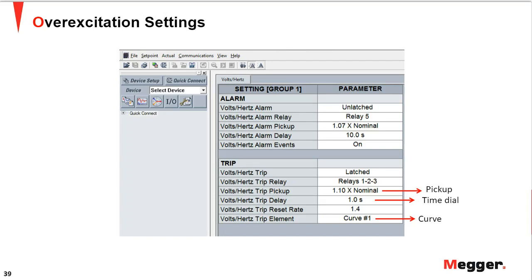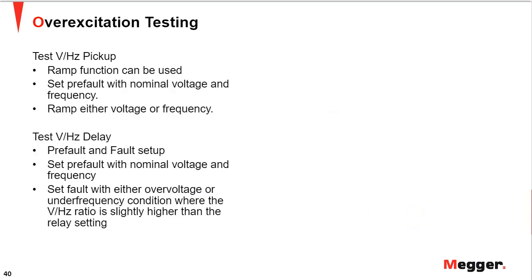You see the setting is 1.07 times nominal. That's your pickup. And then 10 seconds is your delay for the overexcitation condition. So you would usually have a higher amount of delay for alarm, and then for the second level, you would trip with very minimal time. So you need the pickup setting, the delay setting, and any curve setting that is used for the trip level. It could be an inverse curve, it could be a definite curve. So we need those settings to test.